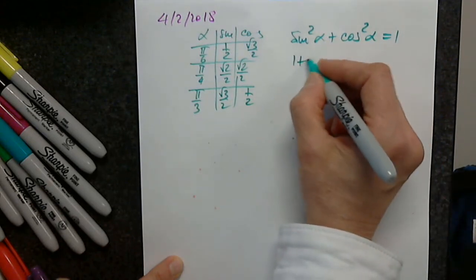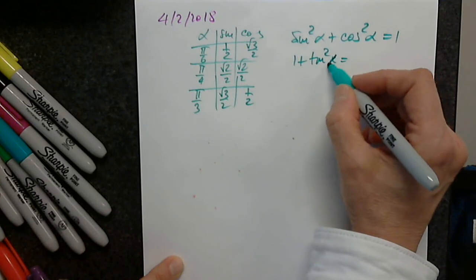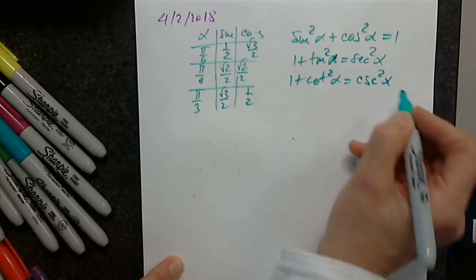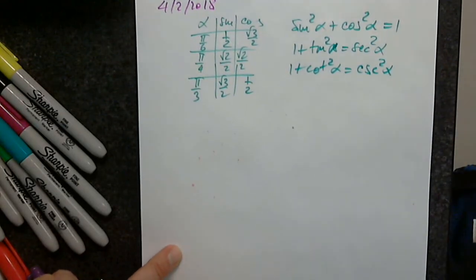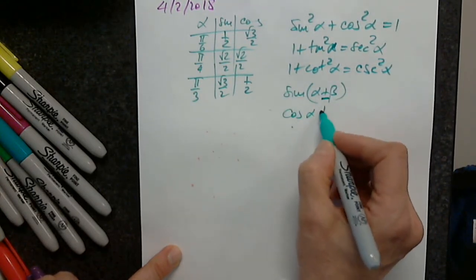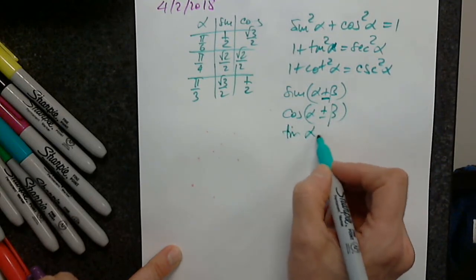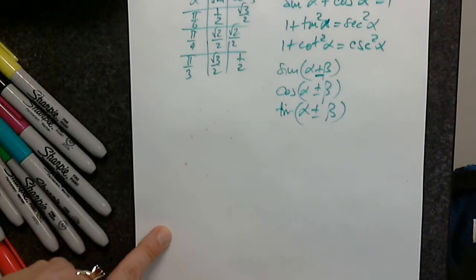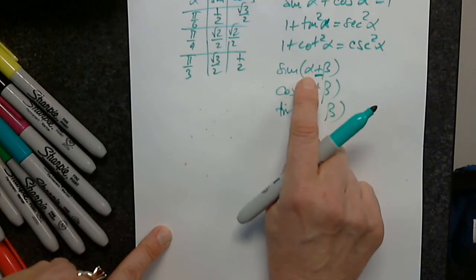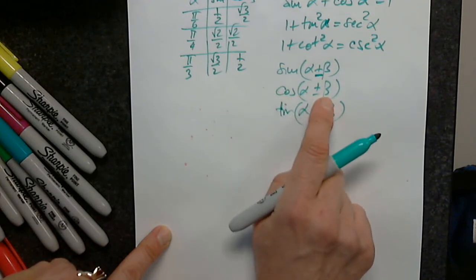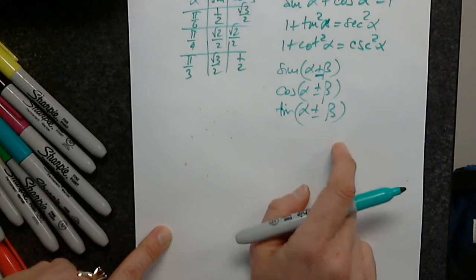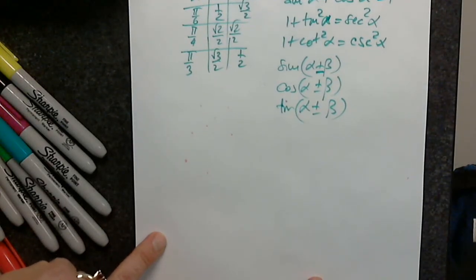Yes, we do know that 1 plus tangent squared of alpha equals secant squared. We know that 1 plus cotangent squared equals cosecant squared. These are all super important identities. And we know those identities for sine of alpha plus or minus beta, cosine of alpha plus or minus beta, and tangent of alpha plus or minus beta. This was sine alpha cosine beta minus sine beta cosine alpha. This was cosine alpha cosine beta, but minus sine alpha sine beta. And this is tangent alpha plus tangent beta over 1 minus tangent alpha tangent beta. So this is basically what we know in trig.